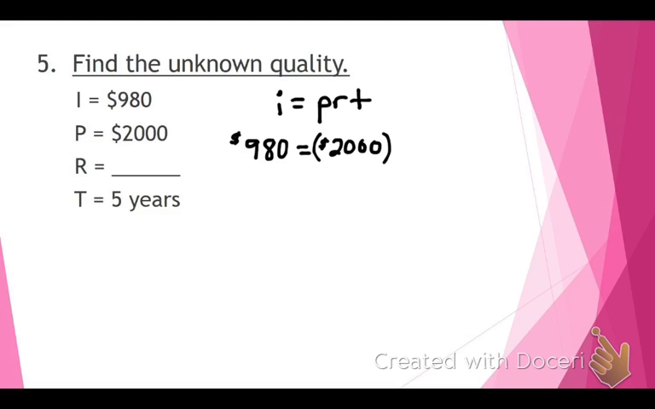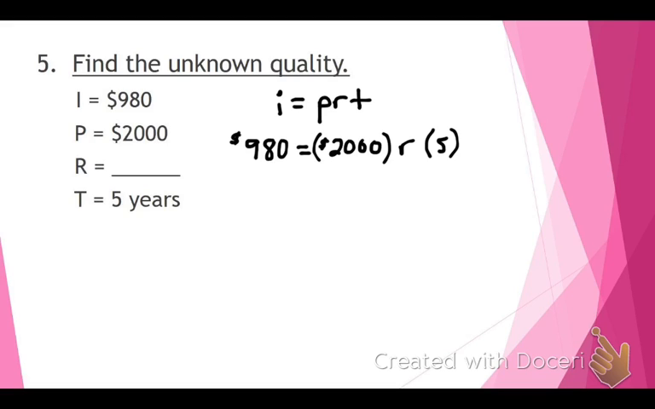What does the original problem tell me the rate is? We don't know what it is yet, so we're just going to keep it as an R, okay? Tati, what's my time? 5 years. Anytime you see a variable in a problem, what's our goal? Get the R by itself. What do I have to do before I can get R by itself?